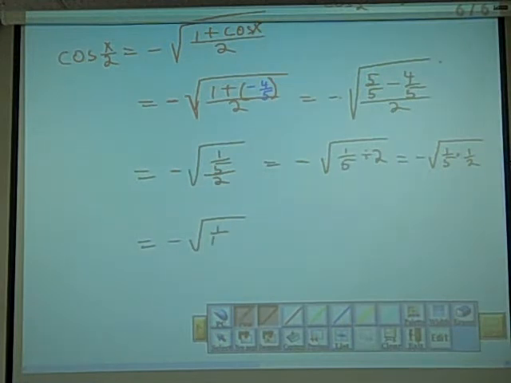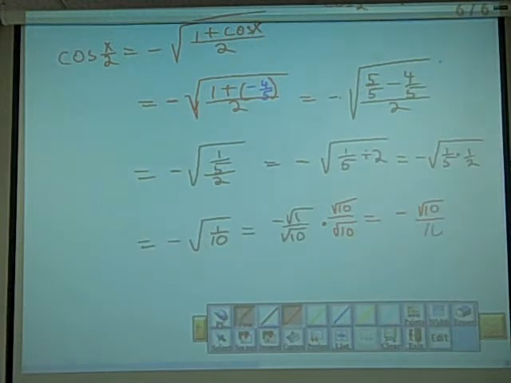1 over 10. But we can't leave that radical in the denominator, right? We have to rationalize that. So that means we're going to split it, negative square root 1 over square root of 10. Well, square root 1, that's just 1, right? So we're going to rationalize that denominator, square root 10 over square root 10. And we get a negative square root 10 over 10. And that's our answer.